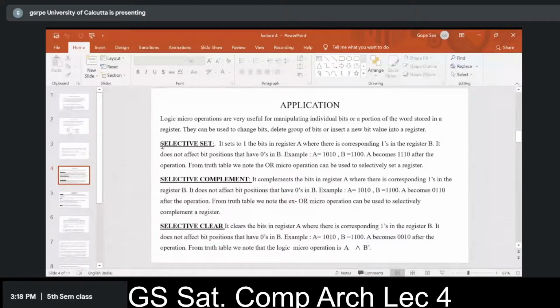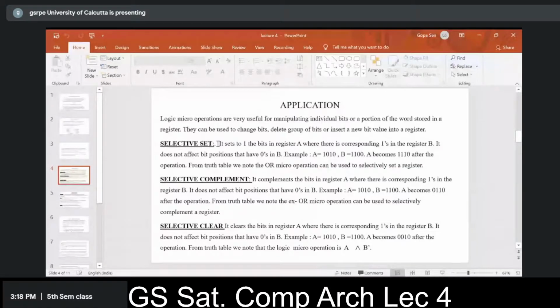Now, whenever these operations are executed, we require a reference register. With the help of this reference register, we change the content of the actual register. Now, what is selective set operation?